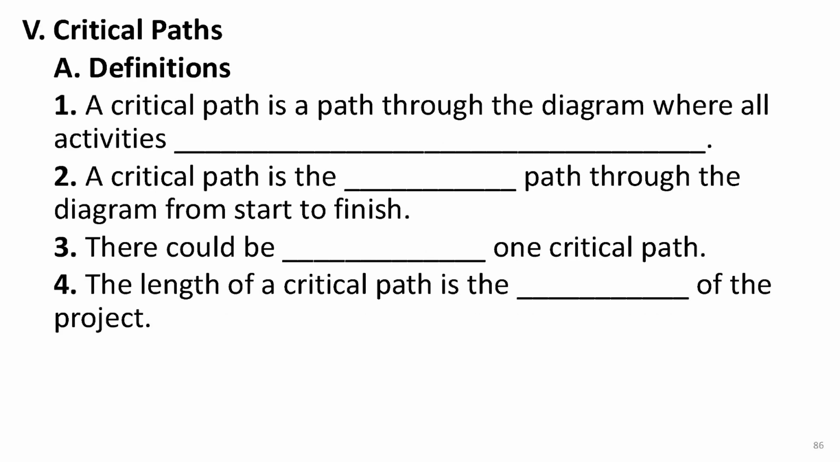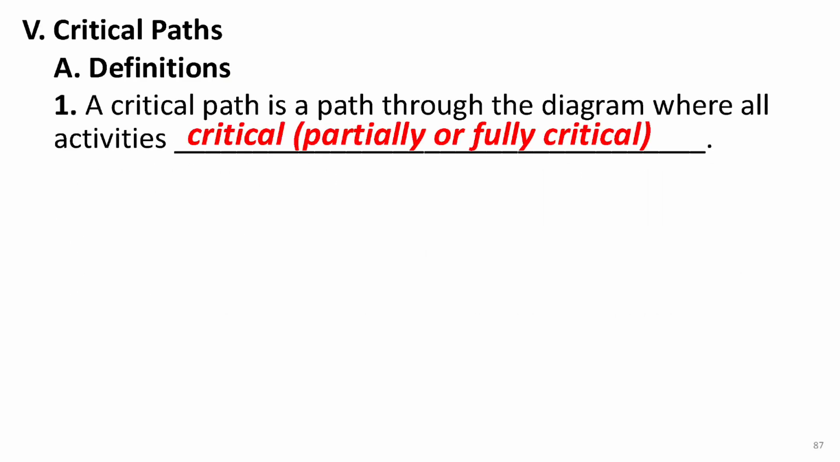Let's go over a few key characteristics of critical paths. First, a critical path is a path through the PDM diagram, where all activities are critical, either fully or partially critical. In other words, every activity on a critical path must have 0 total float, or 0 float on either the start or finish side. This means there's no room for delay. Any holdup will push back the entire project.